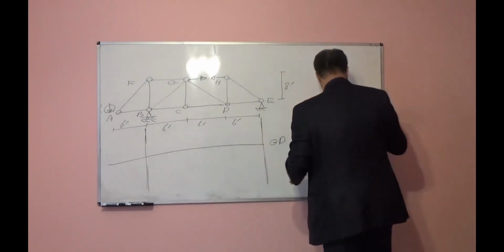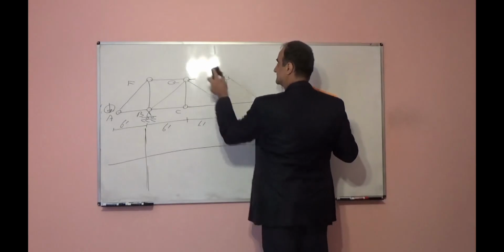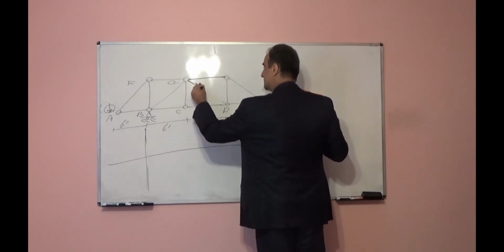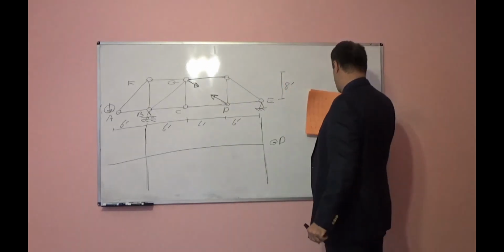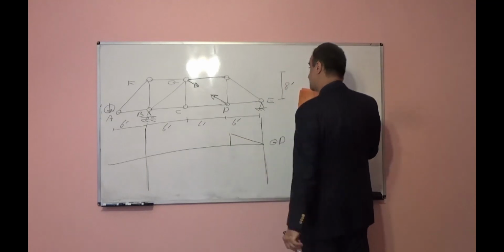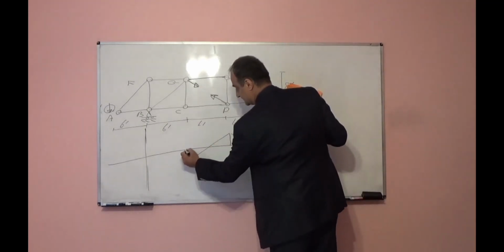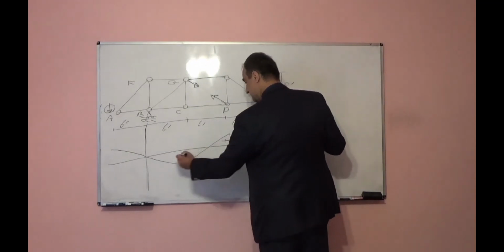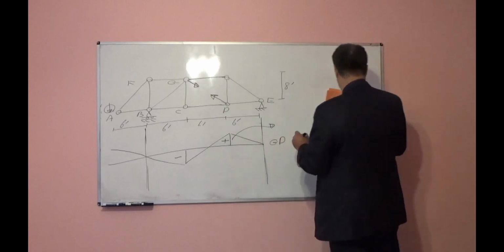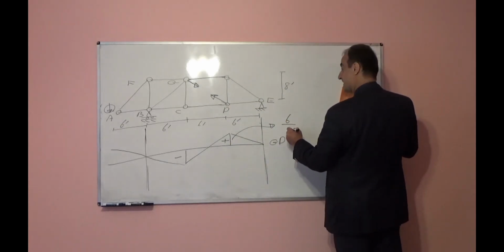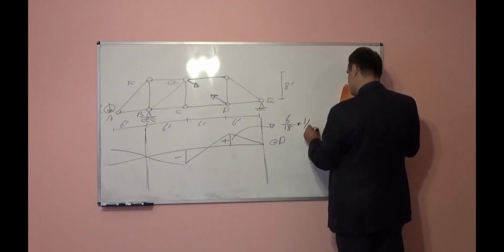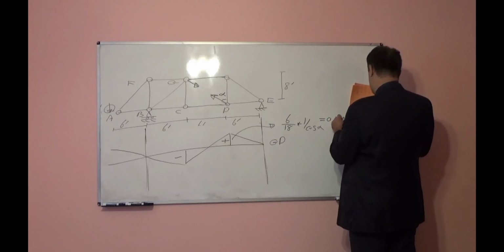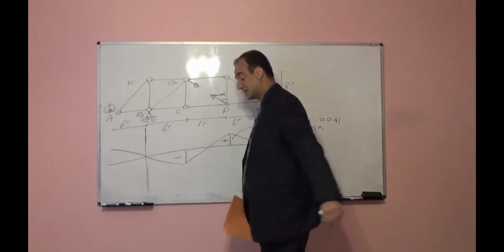GD is this member, diagonal member. Remove that member, apply force in this direction. So point D will move up, point C will move down, and then the rest is easy to figure out. Positive, negative, this height will be 6 over 18 times 1 over cosine alpha. Again, this is your alpha angle. If you calculate that, it will be 0.41. From similar triangles, you can find this one as well.